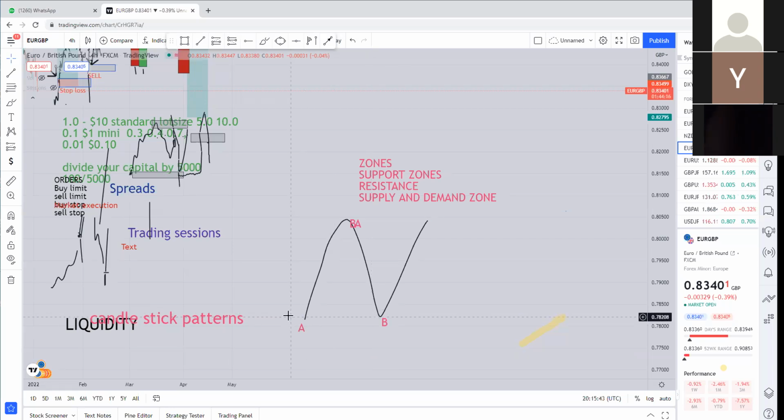Today there are a few things I'm going to be showing you. Last time I told you that liquidity means money. Liquidity is where money is resting. And today we're talking about zones. What we're talking about today is an order flow zone. That means the zones where orders are flowing from.